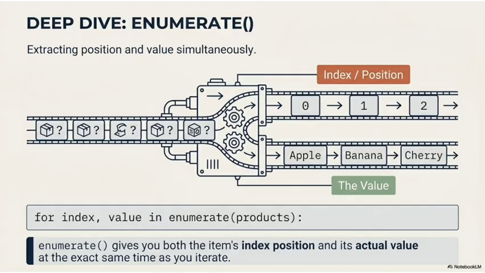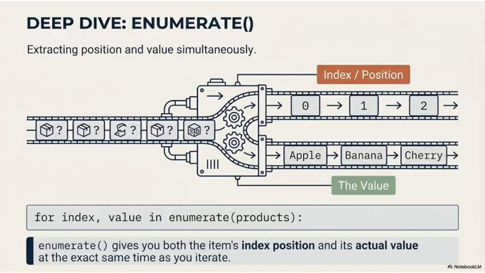Enumerate, the function, solves a specific problem: getting the index position of each item at the same time as the item itself. Without enumerate, you'd have to maintain a separate counter variable and increment it manually. With enumerate, Python unpacks both into two variables in the loop signature. For index, comma value in enumerate products, the index is an integer starting at 0. The value is the item from the list.